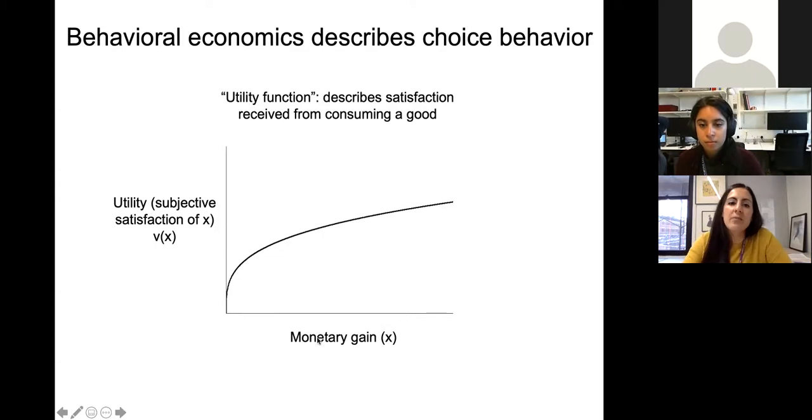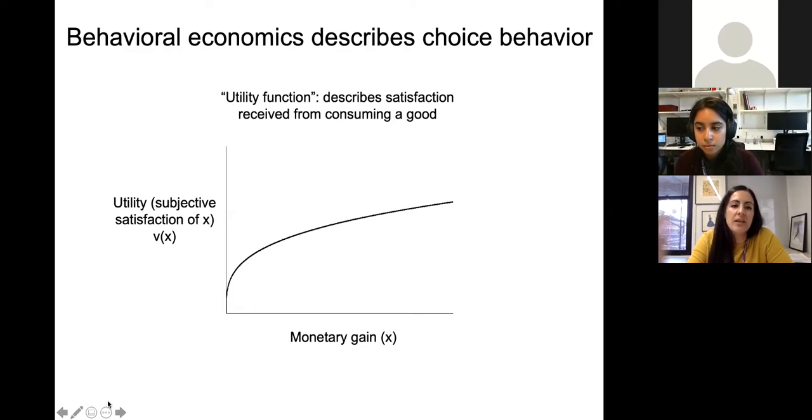And so you can capture that by something called the utility function, shown here, which maps reward, here I have monetary gain on the x-axis, onto utility or subjective satisfaction that you get from that reward. And the particular shape of this function has consequences for our preferences and for our choices. And so canonically, it's been observed that people tend to have this shape, which is called concave, and that has implications for our risk attitudes.